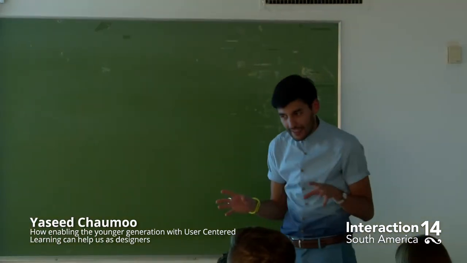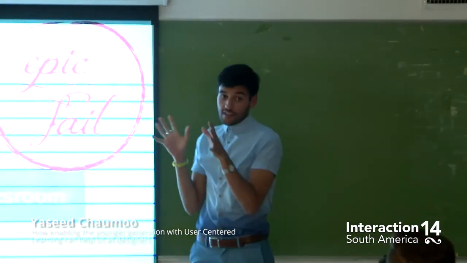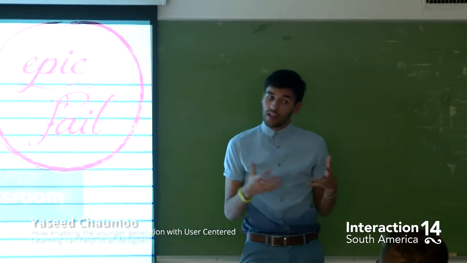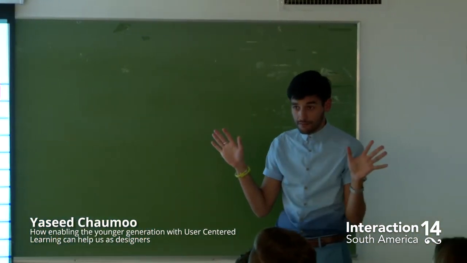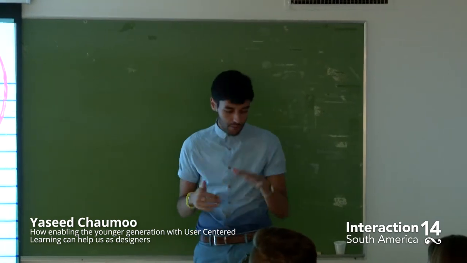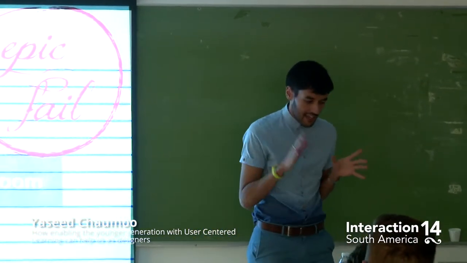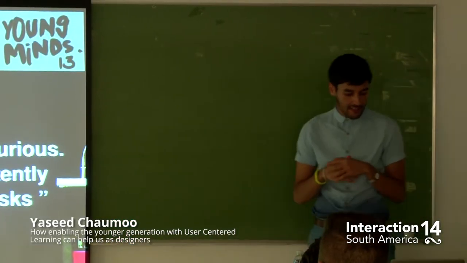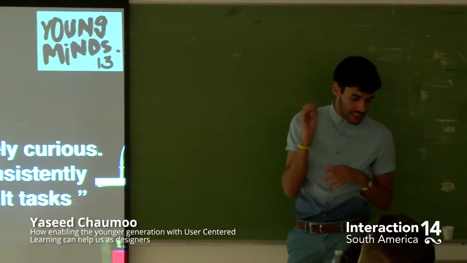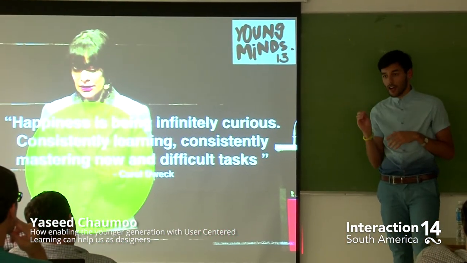So what about failure in the classroom now? And I think this is the really interesting thing, because that's where it all starts, when we're younger. And there is an awesome psychologist, and you should really look her up. Her name is Carol Dweck. Her name will come up. And what she said is, happiness is being infinitely curious, consistently learning, consistently mastering new and difficult tasks.